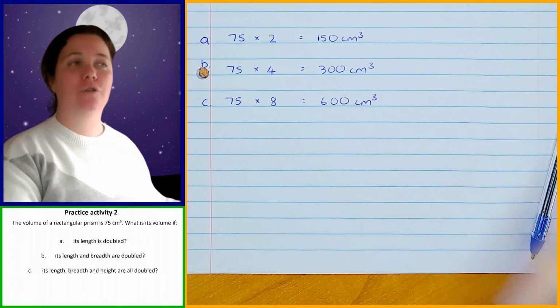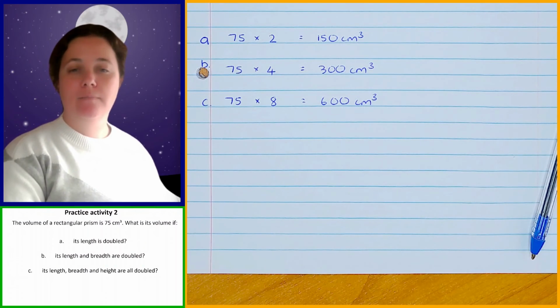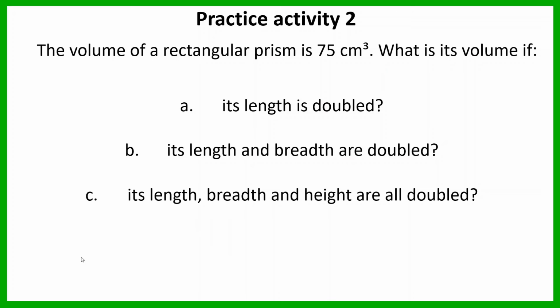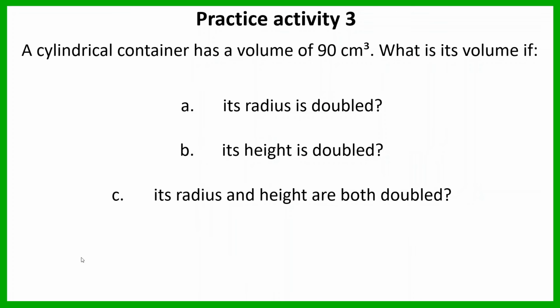Okay, so let's go on to the last question for today. Very similar, but you need to think a little bit more carefully about this one, because this time you're working with a cylinder. This time you're told that a cylinder has a volume of 90 centimeters cubed, and we need to work out its volume if its radius is doubled. We need to work out the volume if its height is doubled, and we need to work out the volume if its radius and height are both doubled. I'm going to give you 1 minute for this question as well.